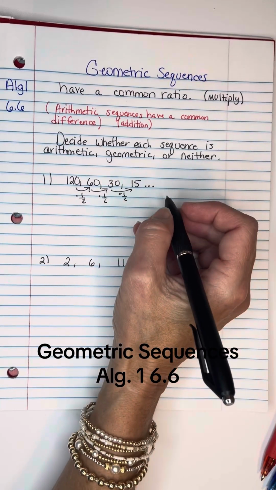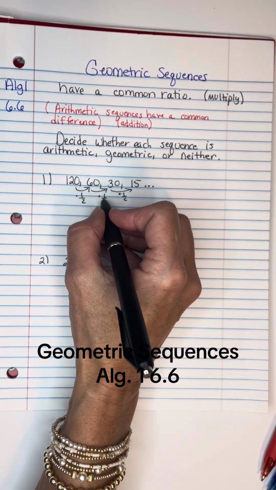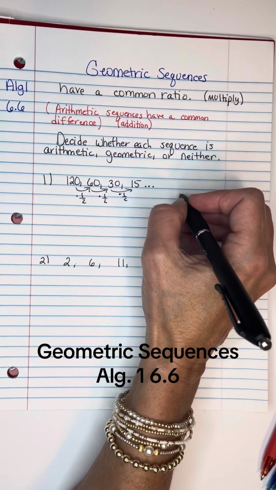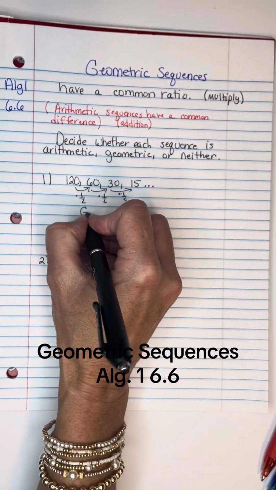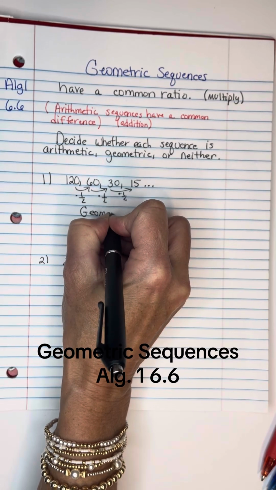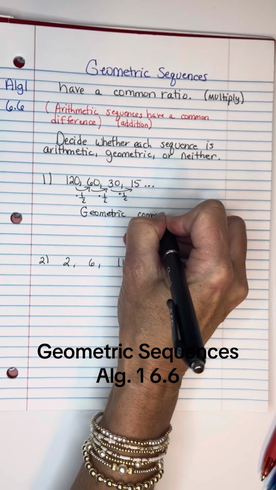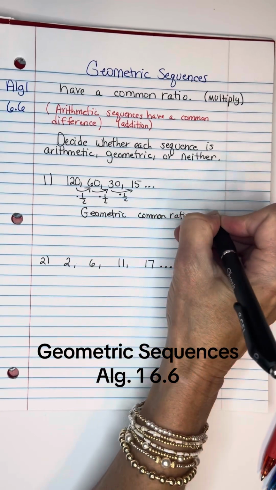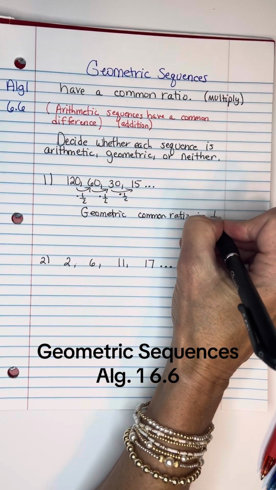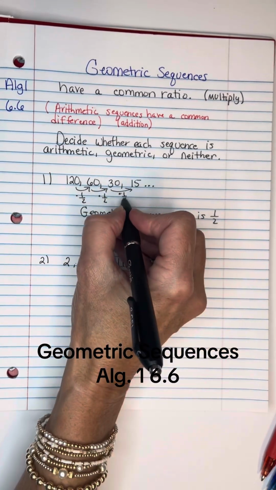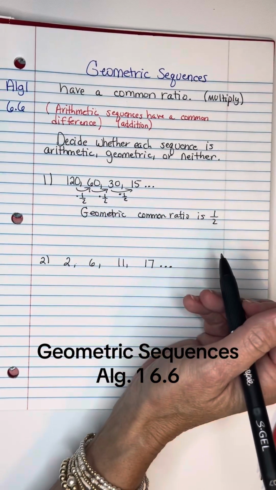All right, so since I'm multiplying by the same number called a common ratio, then I have a geometric sequence. And the common ratio is 1/2. Now that one's pretty easy to know. It was dividing by 2 just by looking, but they're not always that easy.